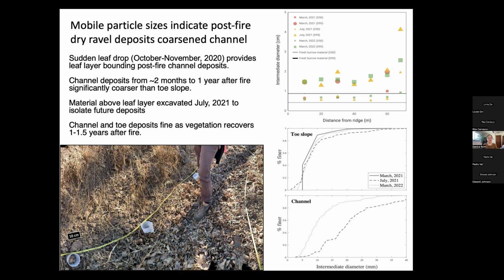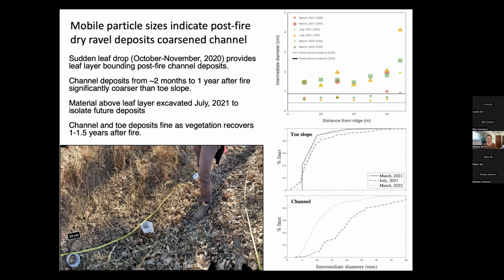So on that visit in July 2021, we actually excavated all of the material above the leaf layer to isolate future deposits. So the measurements from March 2022 then represent new deposition from about 1 to 1.5 years after the fire. And over that period, we see channel and toe deposits fining. So July to March next year. Same thing here.